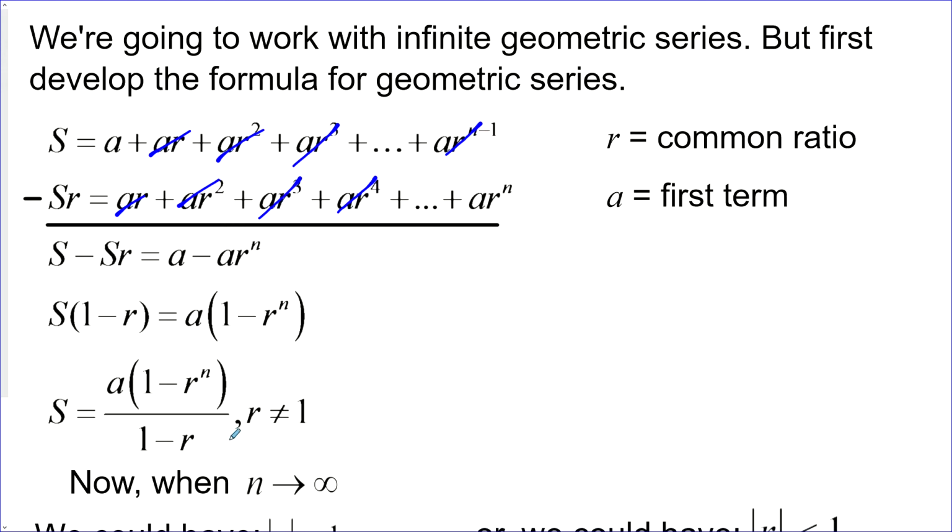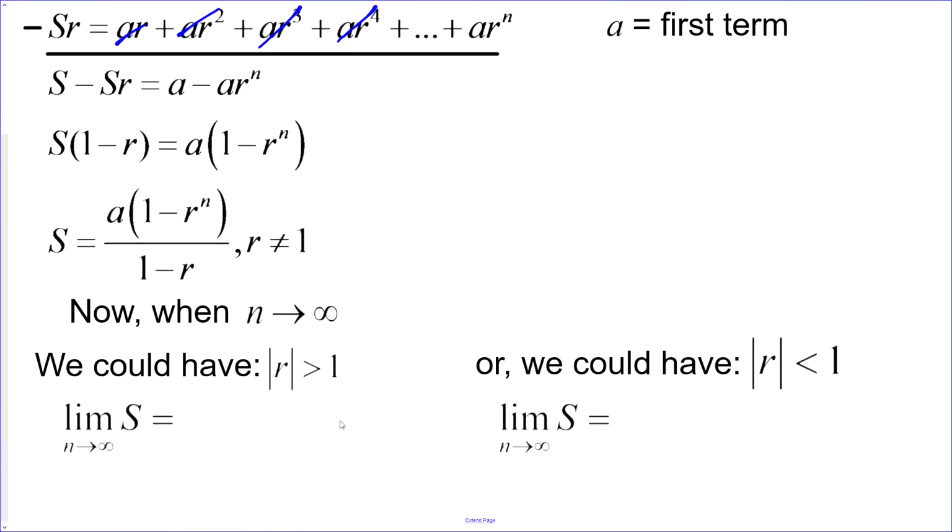Now this is our equation for geometric series, but we're really interested in infinite geometric series. And there's two things that can happen. If R is greater than 1, or the absolute value of R is greater than 1, then this term right here goes off to positive or negative infinity, which means that the limit of this series does not exist. And that's all we can say about that.